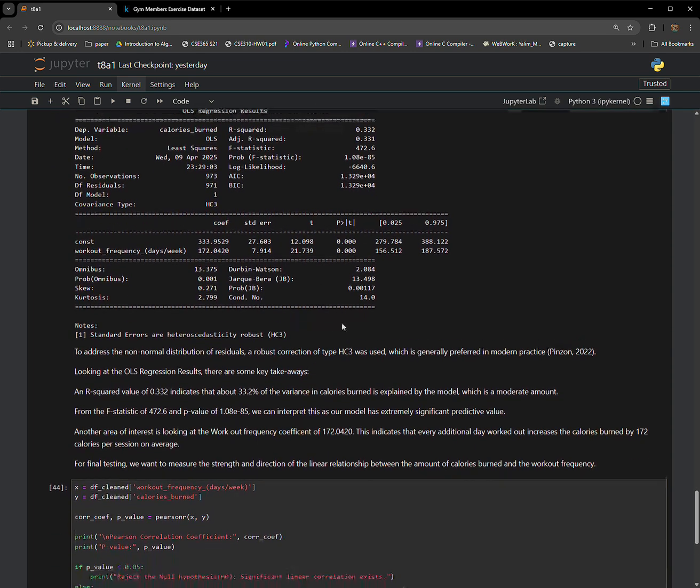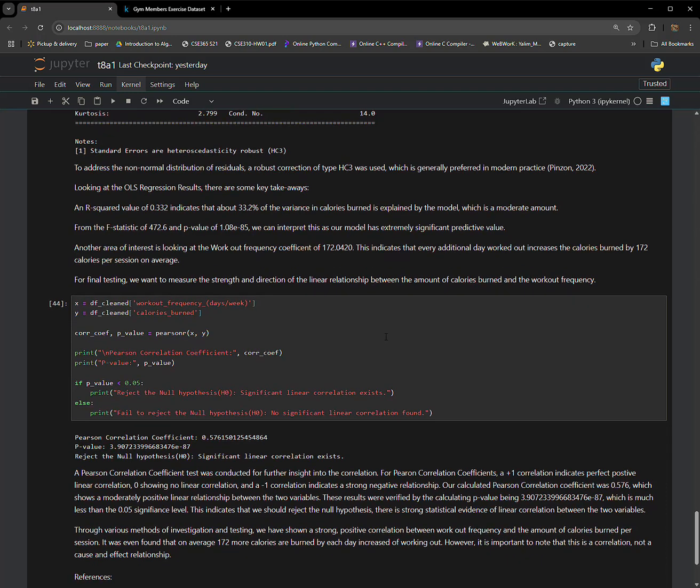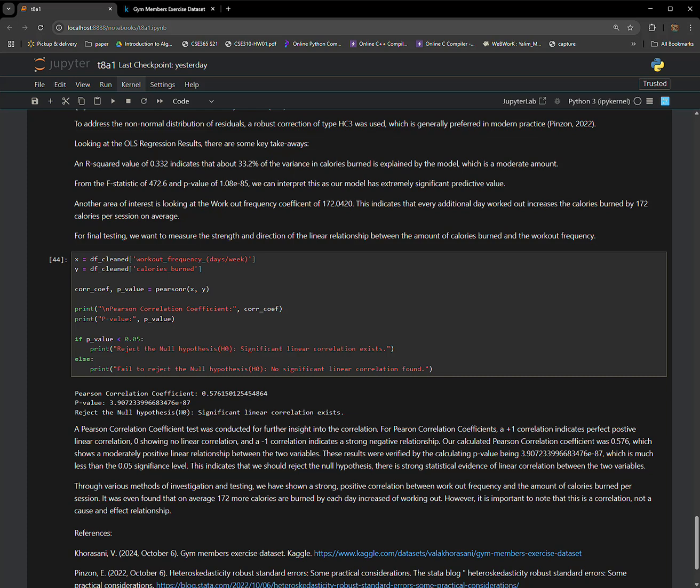And also from there we wanted to test the strength and the direction of the linear relationship between the amount of calories burned and the workout frequency. So I did a Pearson correlation coefficient test, which resulted in a p-value much less than 0.05, indicating that a significant linear correlation exists and that we should reject the null hypothesis.